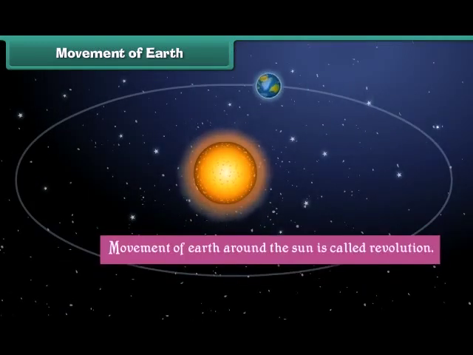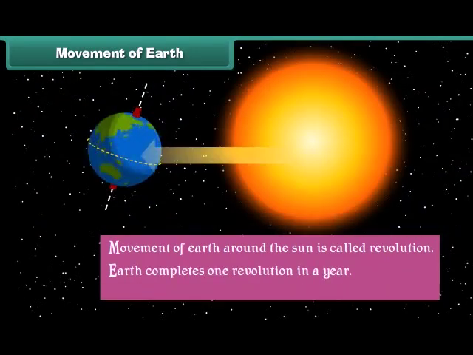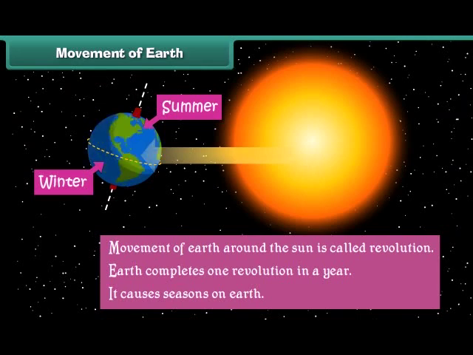Movement of Earth around the sun is called revolution. Earth completes one revolution in a year. It causes seasons on Earth.